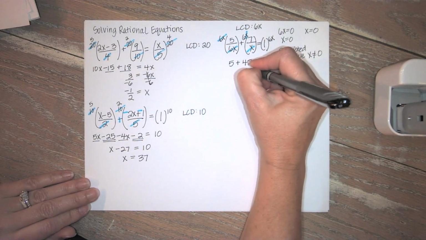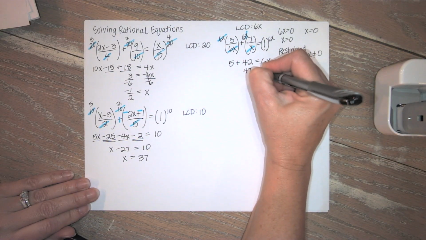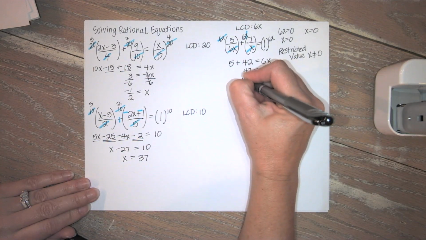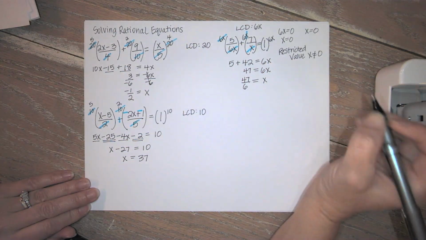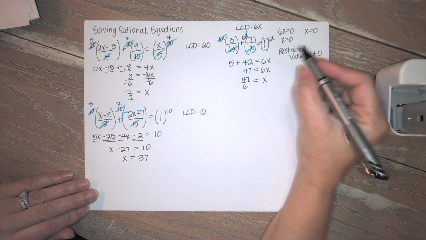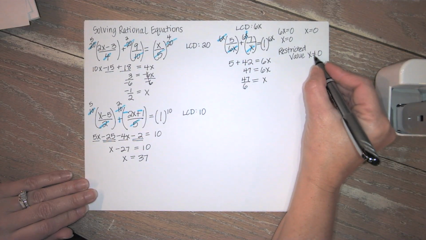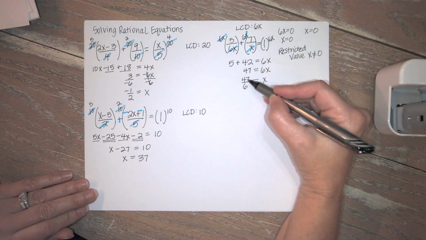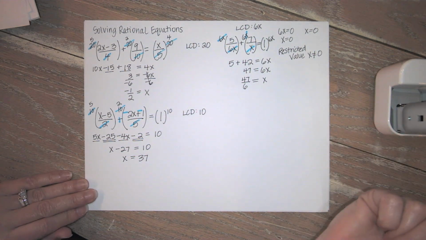I can combine my numbers over here to get 47. And then divide by 6 on both sides, and I get x equals 47/6. So our solution is 47/6. We're good. We didn't come out with an answer that was a restricted value, so this is our answer.